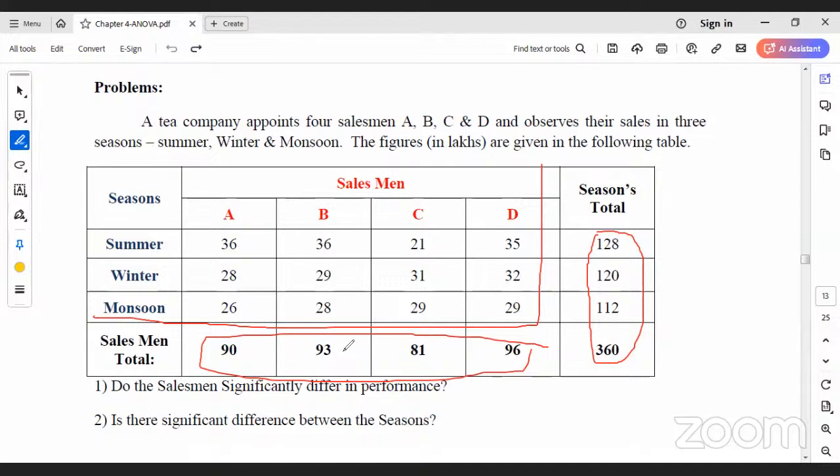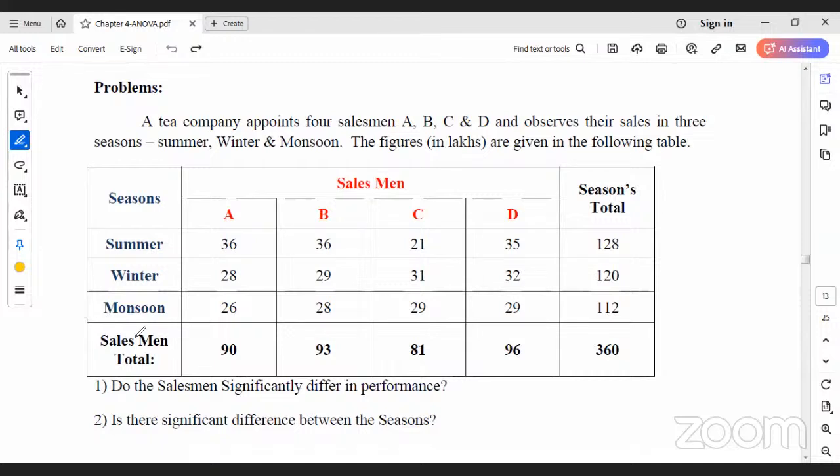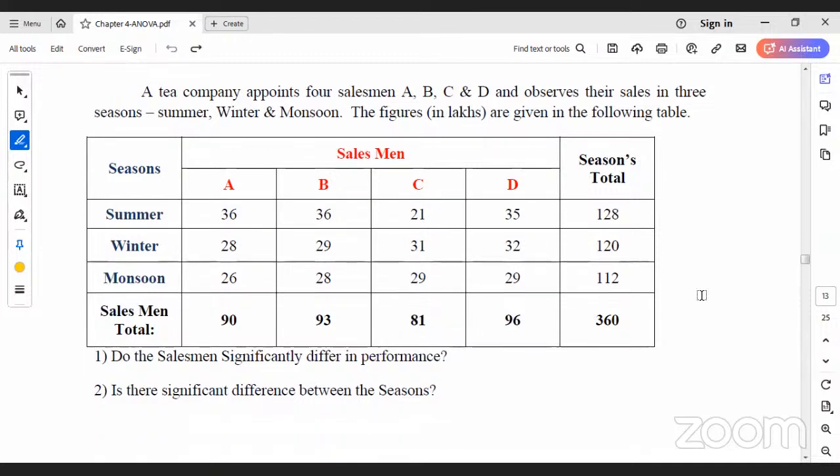So the question: do the salesmen significantly differ in performance? Is there a significant difference between the seasons? Yes or no? This is the question. So the first thing is that we have to identify whether this problem is ANOVA one-way classification or ANOVA two-way classification. That is my question.